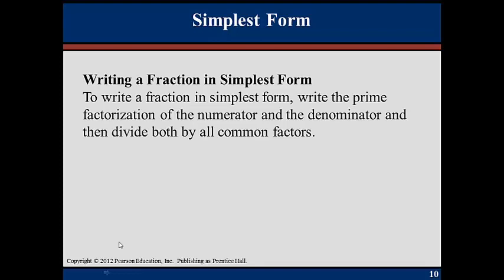Using prime factorization, we can write fractions in simplest form. You're going to break down the numerator and the denominator into its prime numbers, and then cancel any common factors between them.